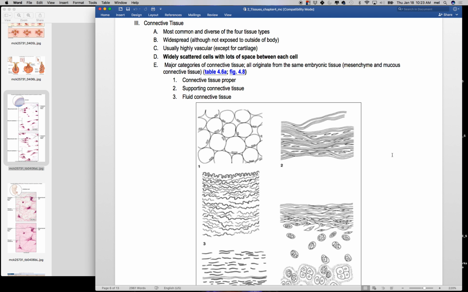Okay? And then you've got the ones that are mostly solid, much more solid, and these are called the supporting connective tissues, and this will include the cartilages and the bones. Does that make sense? Okay, so we've got mostly fluid, mostly solid, and then somewhere in between, the squishy ones. The squishy ones are going to be called connective tissue proper.